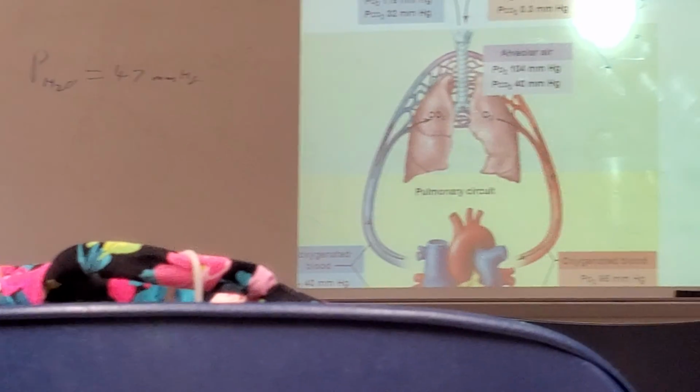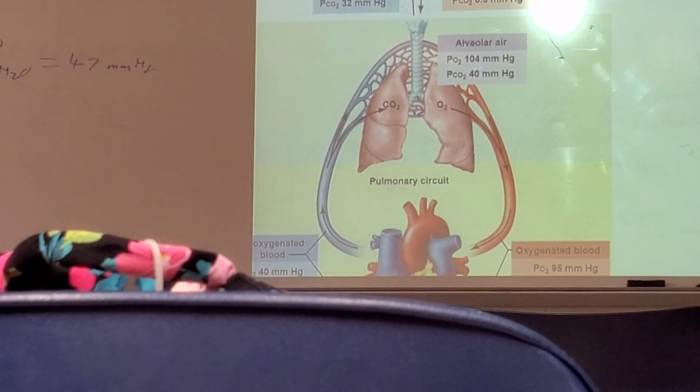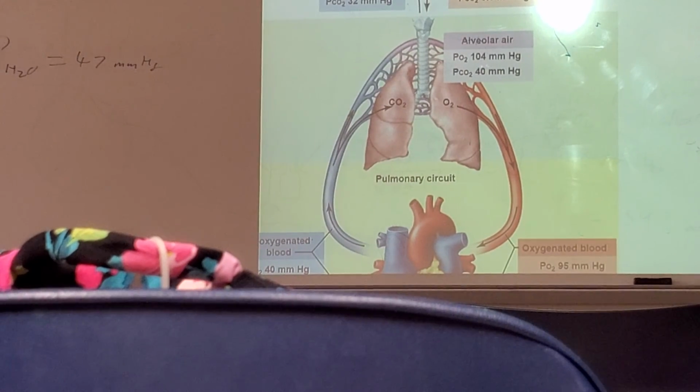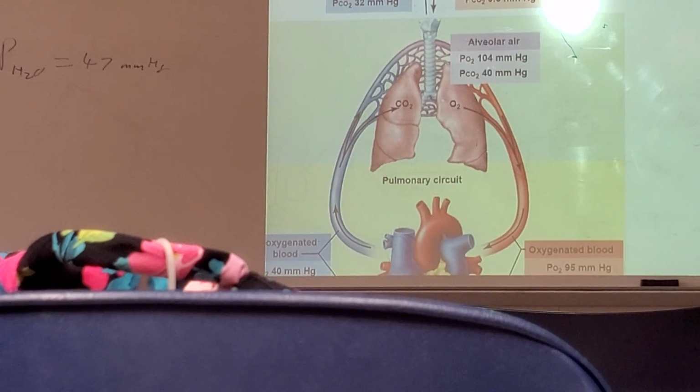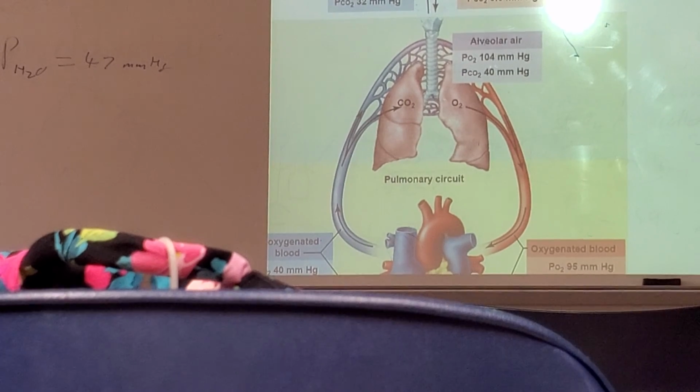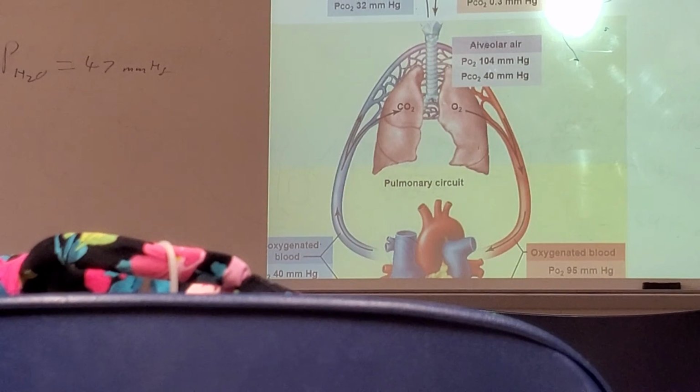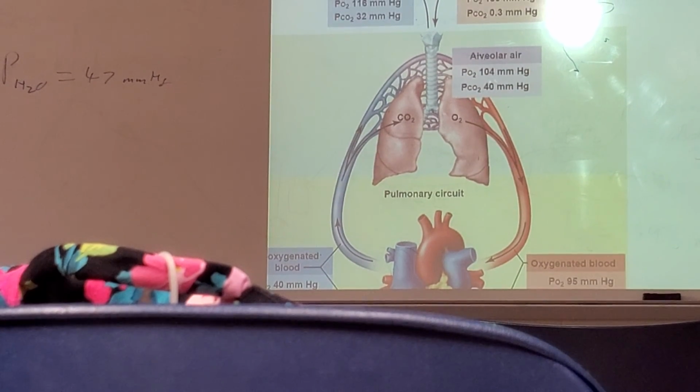Right now, the air doesn't have much water vapor in it. But when you inhale it, you're adding water vapor. That's a substantial amount, 47 millimeters. That's taking up space. It's basically diluting the oxygen, because the space now taken up by that 47 millimeters of mercury of water vapor is space that oxygen can't occupy.